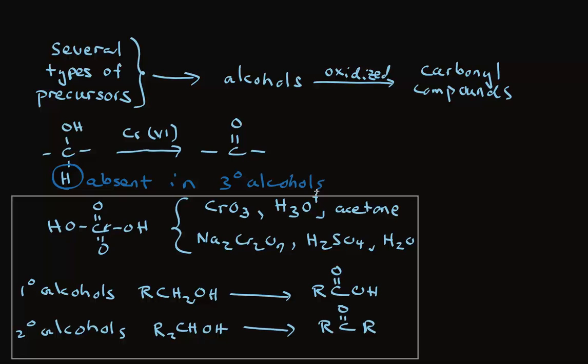So in a nutshell, primary and secondary alcohols oxidize with chromic acid or a version of chromic acid. Tertiary alcohols don't. Primary alcohols oxidize to either carboxylic acids or aldehydes, and secondary alcohols oxidize using either conditions to ketones.